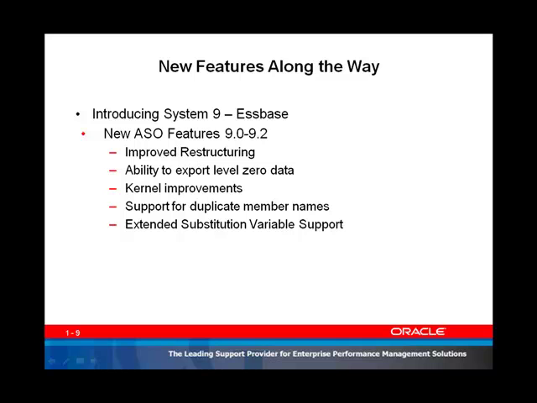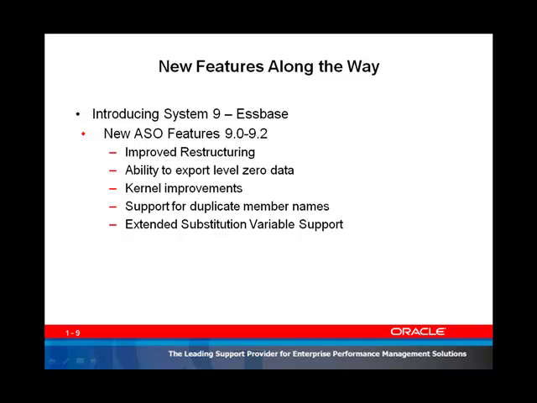So first off, when System 9 was introduced, there were some updated features available in ASO, and these included improved restructuring, where in most cases you could now change a database outline and restructure without clearing data from your database. It also improved the ability to export level 0 data from an ASO database. There were some kernel improvements which addressed and enhanced support for deep hierarchies. It improved the database compression and introduced a new tool to help choose the accounts dimension by estimating what the database size would be depending on which dimension is tagged as accounts.